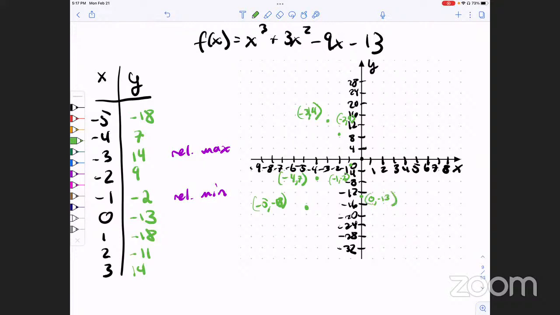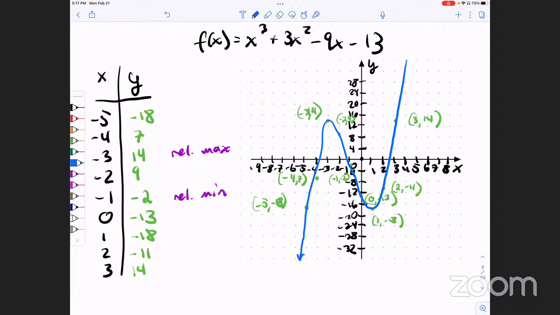Hmm. 1, -18. Okay. 2, -11 is about here. And 3, 14. Okay. So then if we connect this with a smooth curve, again, we got our max, we got our min. I'm just gonna do it like this. It was a little off, but it's close enough.